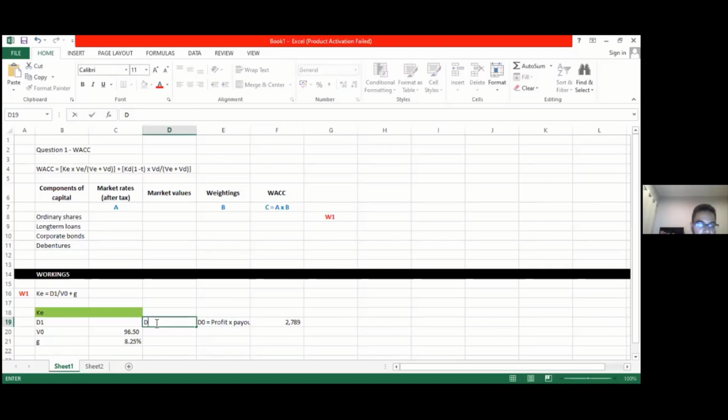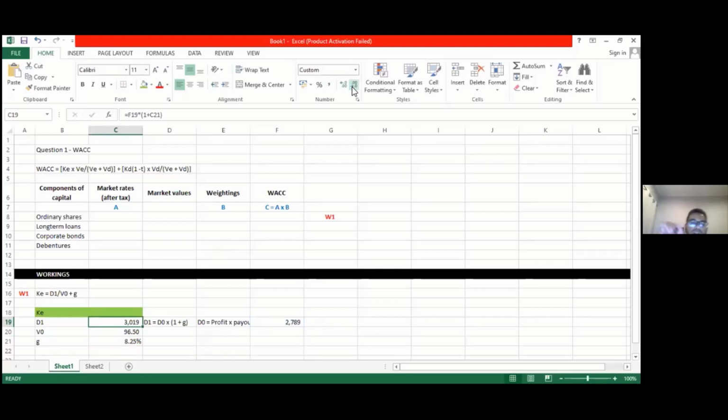So remember, D1, the next period's dividends is the current dividends multiplied by 1 plus G. So all I'm going to do is I'm going to say D naught multiplied by 1 plus the growth rate. And that is my dividends of next year.